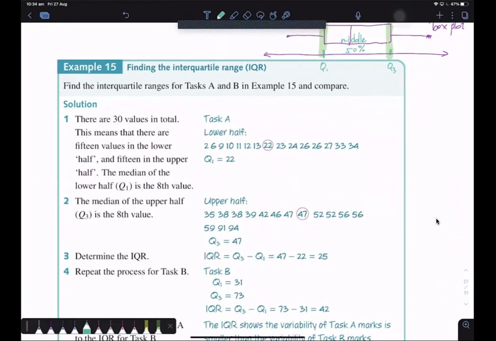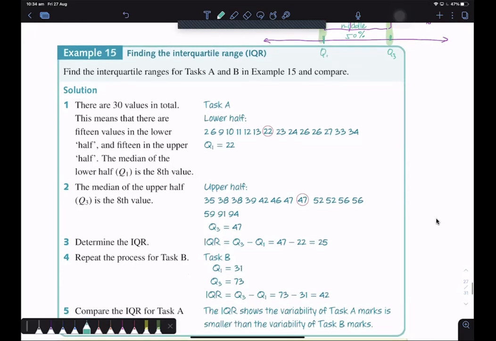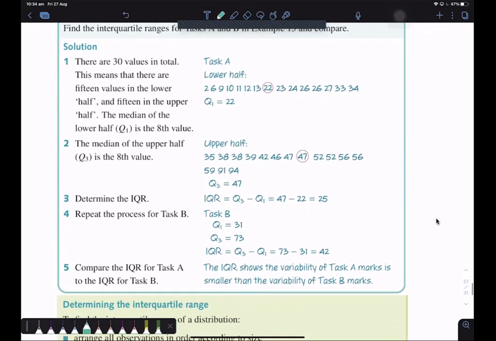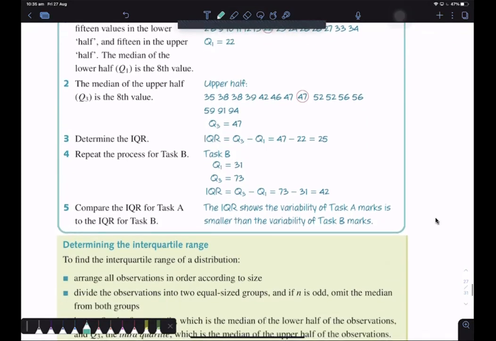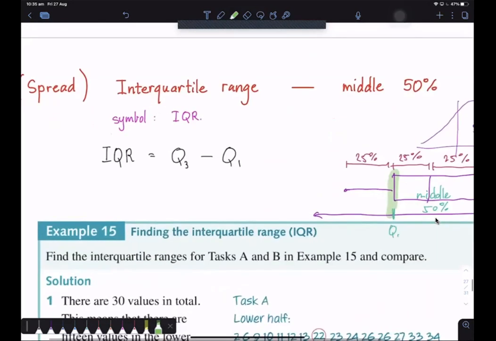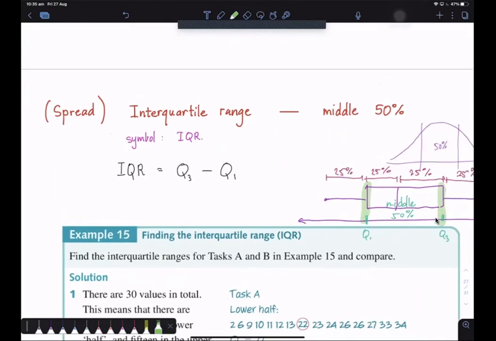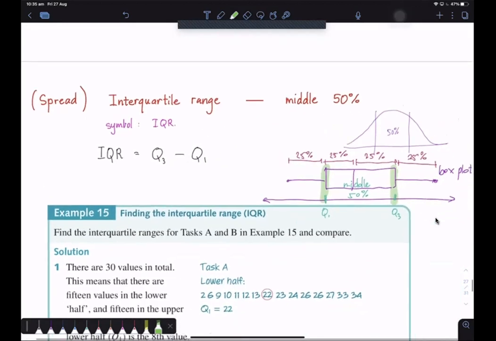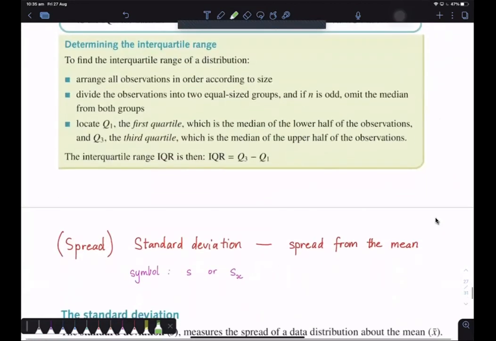You have to be able to manage your time because there's only so much time that you have to do the test. Or say, for example, when you go out into the workplace, if you do any data analysis, you want to save time. You don't want to sit around and do this by hand. Okay? So the main ingredients we need to calculate are Q3 and Q1. So stash that in your mind. Remember, we're finding the middle 50% here with the interquartile range.